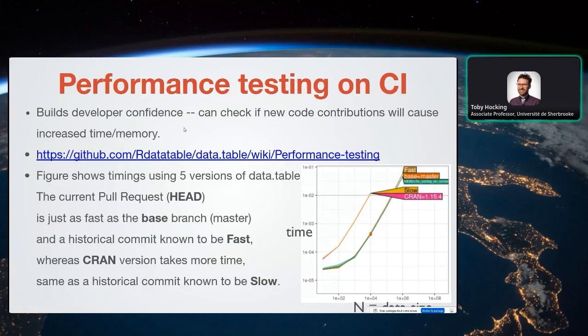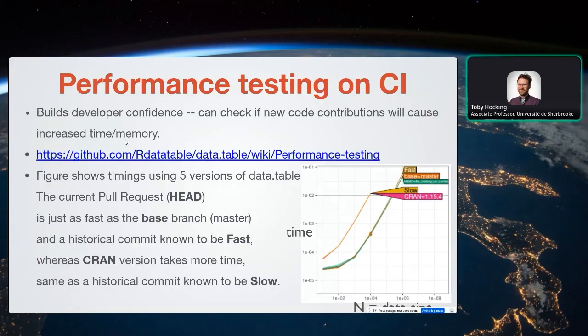So a couple of other new interesting things that we're doing in the context of this project for making the open source community easier to contribute to is we're expanding the testing infrastructure. We're doing performance testing on continuous integration. The idea here is we want to build developer confidence so we can check if new code contributions will cause increased time and memory usage.